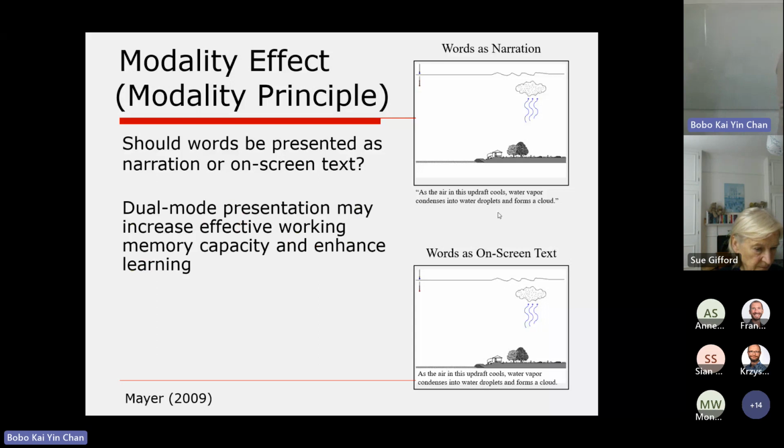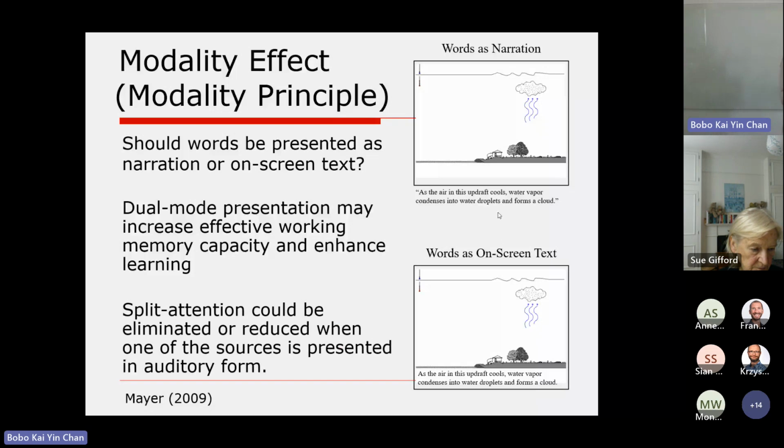So which is better? According to this dual channel processing that we discussed before, effective working memory capacity could be increased. So auditory presentation from that perspective should be better, because it's channeling information into two different processing ways, and working memory capacity could be effectively increased.